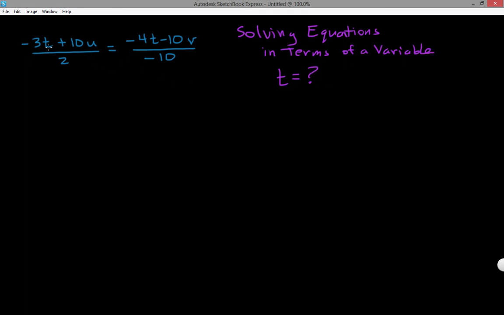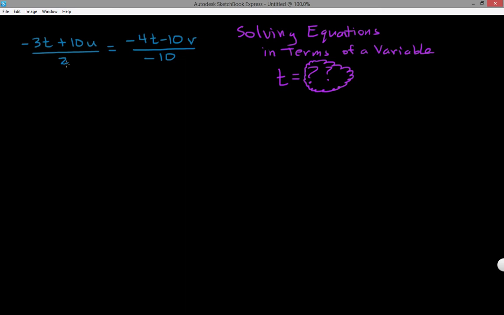When I look at this equation and I solve for t, I notice I have t's, u's, and v's. I have many different variables, which means when I solve for t, it's going to be in terms of the other variables. I'm going to have the other variables over here in what t equals. So let's go for it.